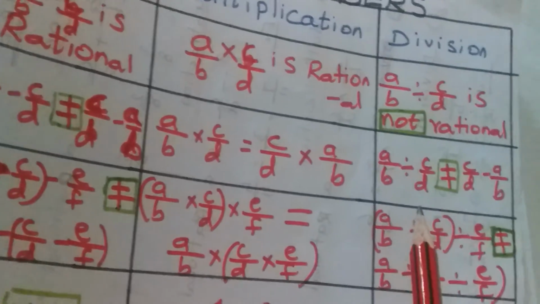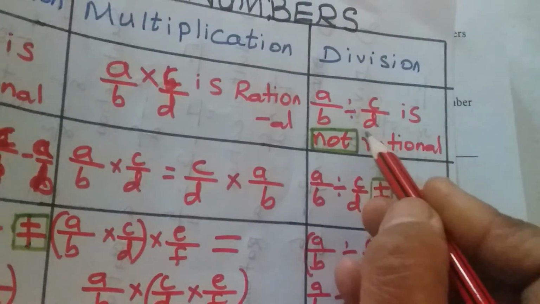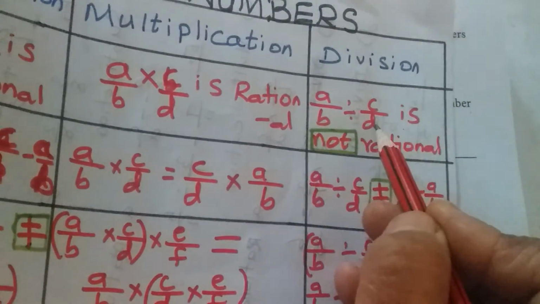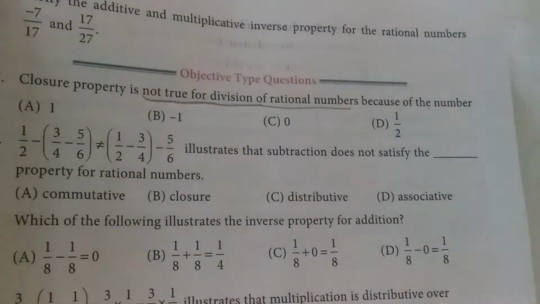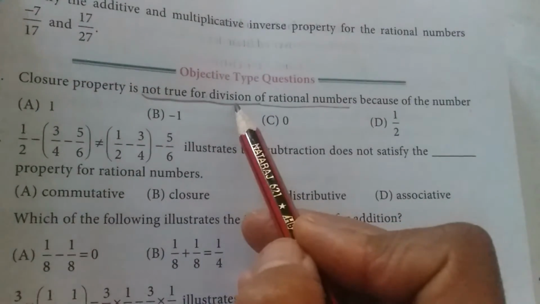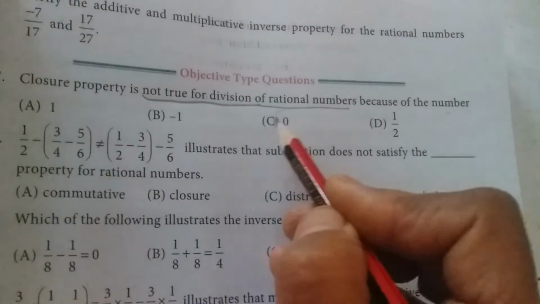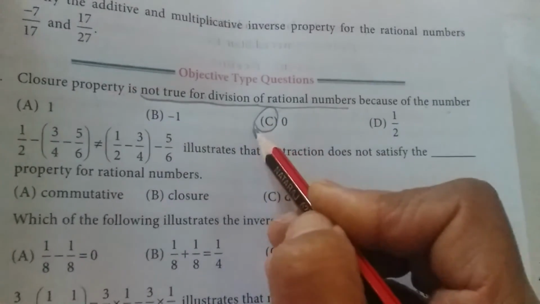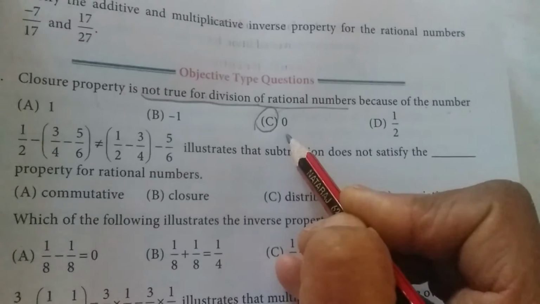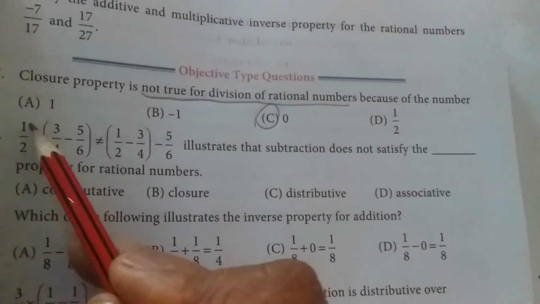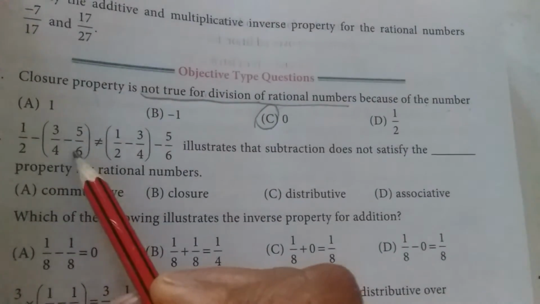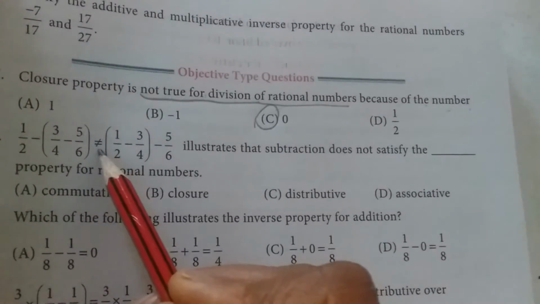Why is it not true? Because the denominator cannot be 0. Because division by 0 is not possible. So why is division not true for closure? Because of the number 0. Because we cannot divide a number by 0. Okay, 0, option C.